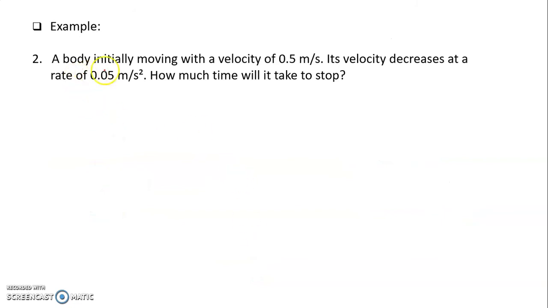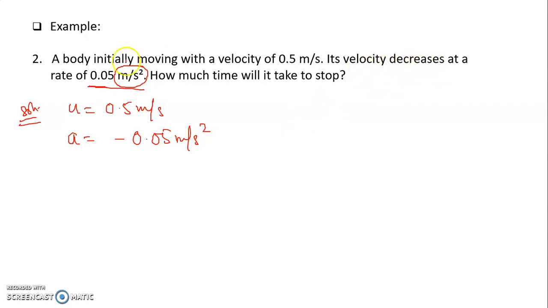Now question number 2, a body initially moving with a velocity of 0.5 meter per second. So please write down the initial velocity is 0.5 meter per second. Its velocity decreases at a rate of 0.05 meter per second square. Okay, so meter per second square means this is the acceleration and the velocity is decreasing. So you have to write minus 0.05 meter per second square. Velocity decreases, that means the acceleration will be negative. Now how much time will it take to stop? Okay, so the final velocity will be 0. How much time is it going to take to stop? Let us see that.